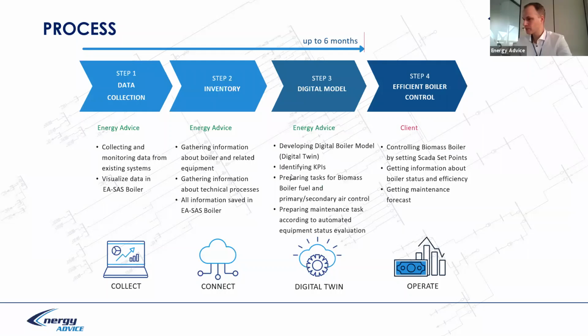So we prepare control tasks for the control, primary, secondary air control, for the optimization perspective, and prepare maintenance tasks according to automated equipment status evaluation. So it's a digital twin. We provide you mathematics as a black box. In fact, you don't see this mathematics inside, but you get data as a result. As I showed in your previous slides, you get it in tables, in graphs, in PDF reports.